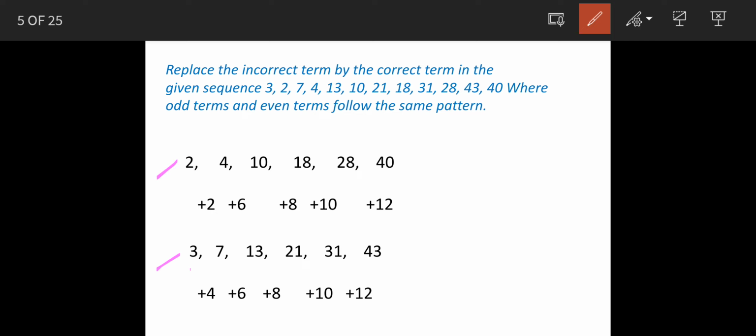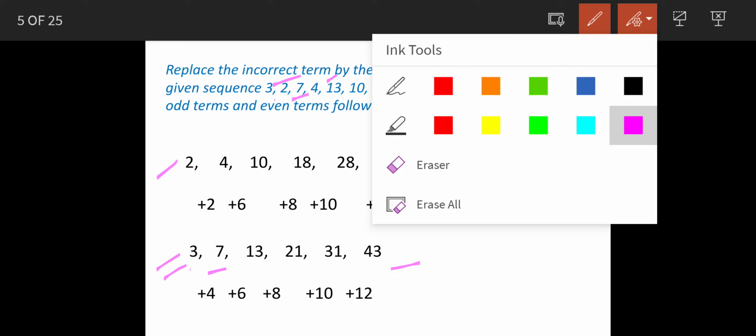The first term is 3, so 3 is here. Then the second term is 7, so 7 is here. In this manner, up to 43 is the odd sequence, and the even sequence is 2, 4, till 40. These are the even numbers, so we have separated them out. Now let's see the pattern.